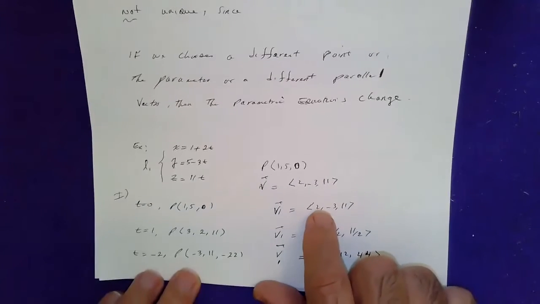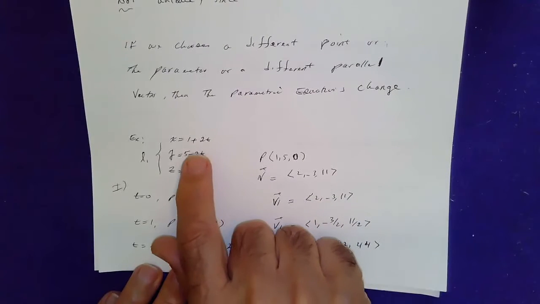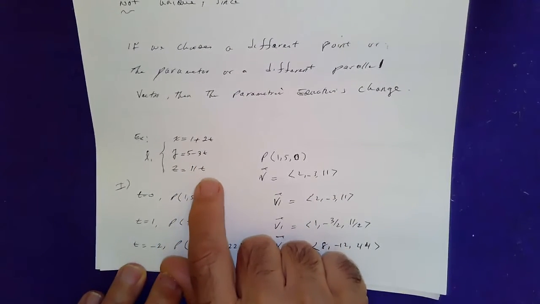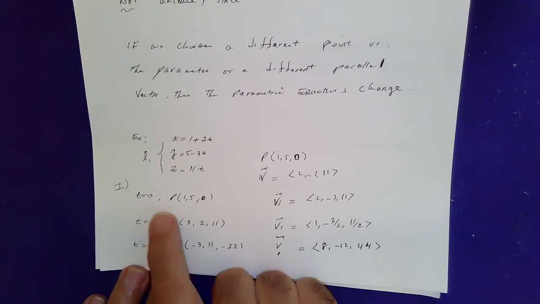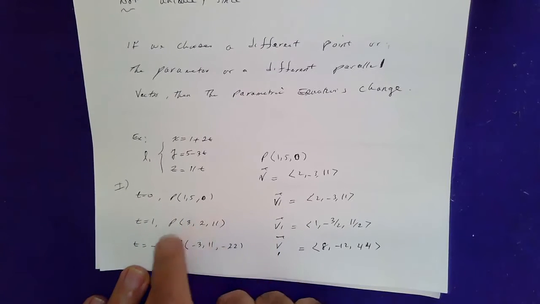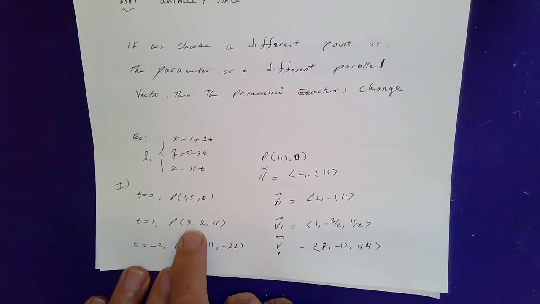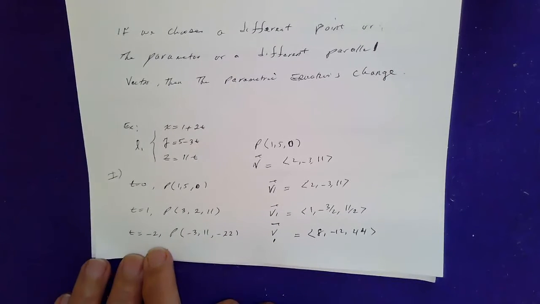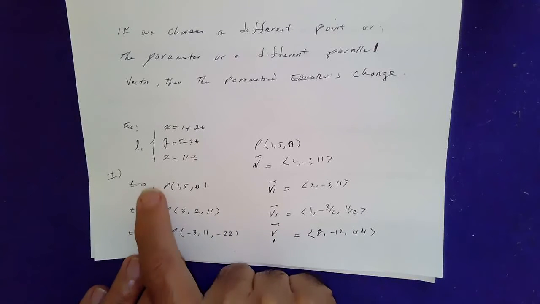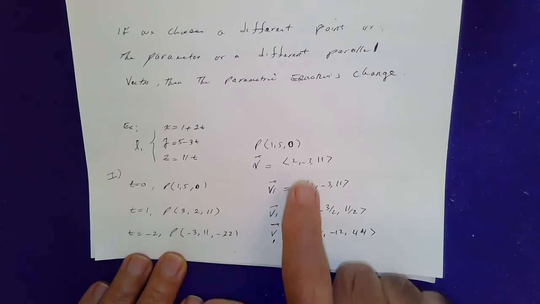For instance, if I have the parametric equation of a line x equals 1 plus 2t, y equals 5 minus 3t, and z equals 11t, if t is 0, one of the points on the line is 1, 5, 0. If t is 1, the other point on the line is 3, 2, 11. And if t is negative 2, the point on the line is negative 3, 11, negative 22. Notice the point changes as you change the parameter.